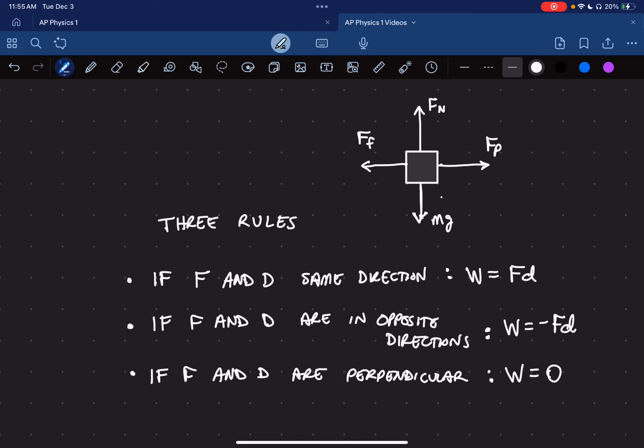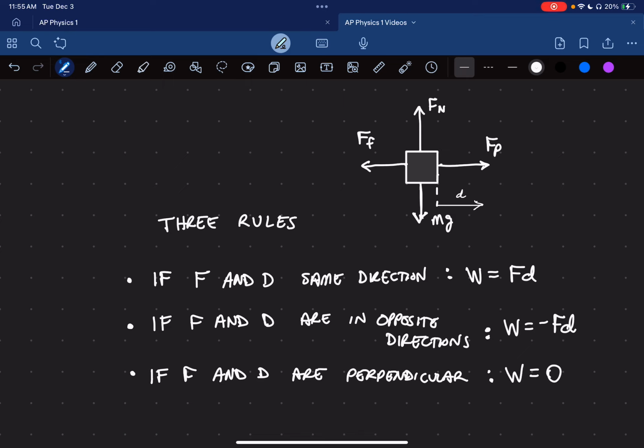And let's say that the object moves some distance d. This won't be what we always see, but this is just an example. We're taking some object, we're pushing it, there's friction. So each of these forces we'd have to analyze and figure out which ones are doing work and how much work they are doing.